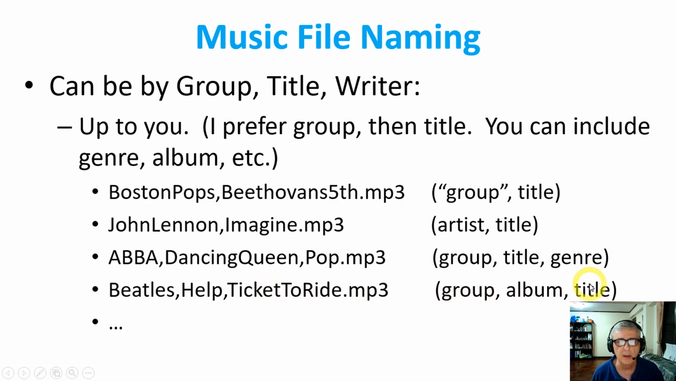So group, album, title. Now what I've done here is in one of these segments, like this is the group if you will, I've used this camel lettering where you have the capital, and I don't use a space or anything in here, so it's Boston Pops, and then comma. Comma tells me the next thing is the title. John Lennon, comma, the next thing is title. ABBA, comma, that's the group. Dancing Queen, so using the camel lettering, comma, pop, the genre. Beatles, comma, Help, comma, Ticket to Ride. So these are all similar things.